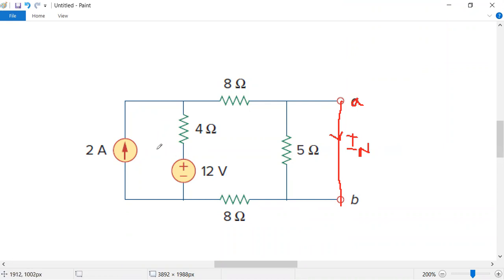Here there are two sources. How are you going to find IN? Is there any method? Mesh analysis, nodal analysis, KCL, KVL, loop equations based on the loop currents. Which method is suitable for finding IN across A and B terminals? I'm going for the mesh analysis technique. How many meshes? 1, 2, 3 meshes, but this mesh is not valid. Why? Because as soon as the current is delivered here, it always chooses the least resistance path.